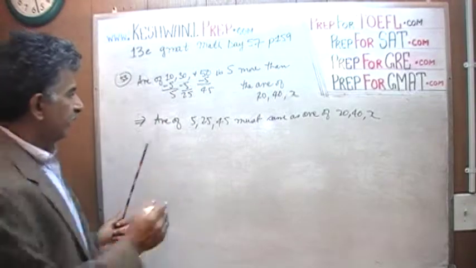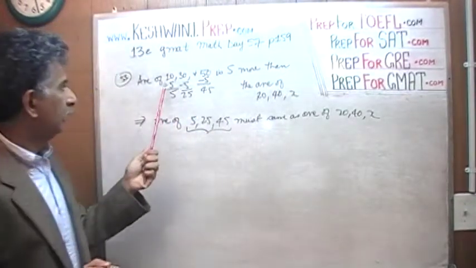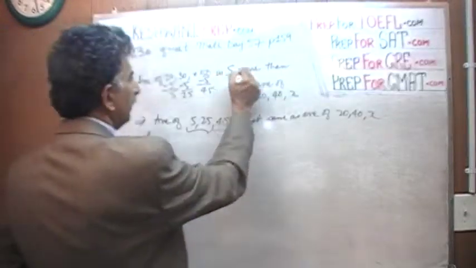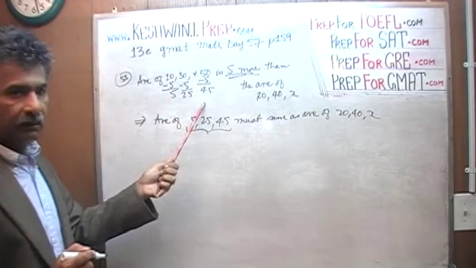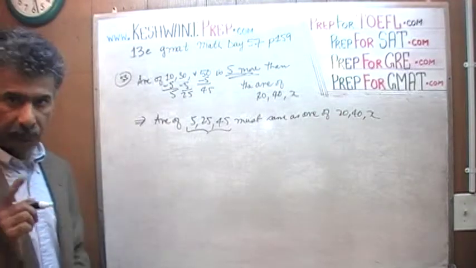Why does the average of these three numbers have to be the same as the average of those numbers? Because we were told the average of 10, 30 and 50 is 5 more. So if you simply take away 5 from each of these numbers, then the average of these new numbers must be the same as the average of those three numbers. You with me so far?